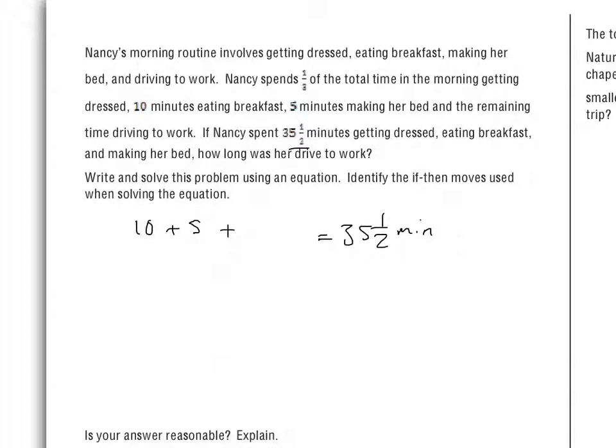her to get ready. So if we write x and we think about x as being equal to the time to get dressed, this can help us identify how much time it takes her to get dressed. So when we do this, we're going to combine our like terms. That's going to give me 15 plus x is equal to 35 and 1/2. Add a negative 15 to both sides.